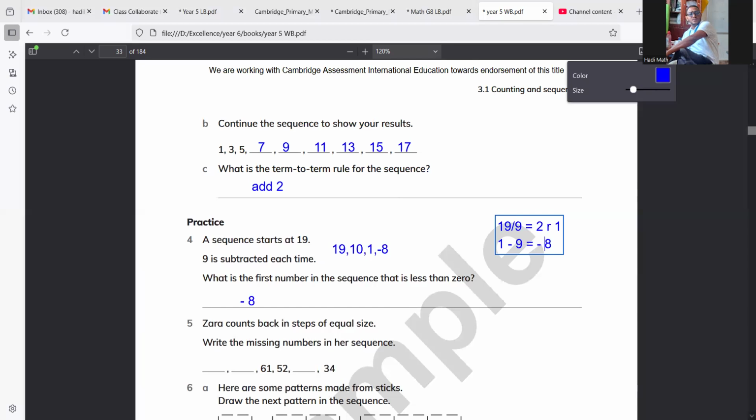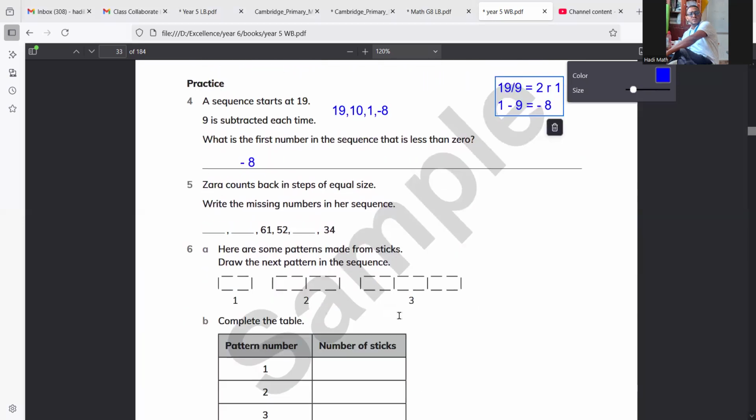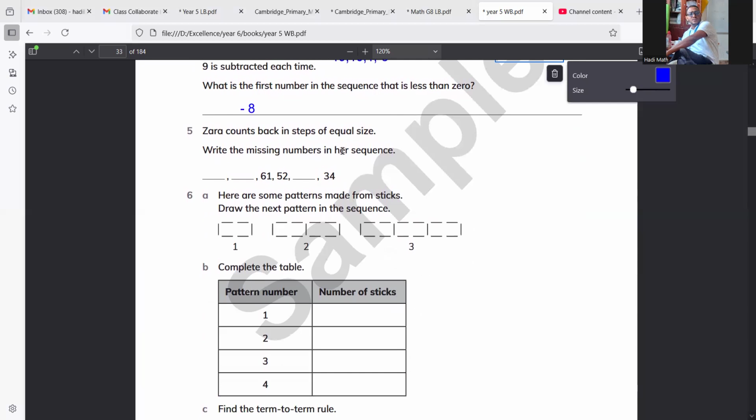Look at this question. We say Zara counts in steps of equal size. Write the missing numbers in her sequence. Like you have got those two terms here together. You can subtract them to see. Like what? 61 minus 52. Okay, that equals what? That equals 9. So that means you subtract 9 every time. Like 52 minus 9 is equal to what? Is equal to 43. So whenever we're going on, we subtract 9.